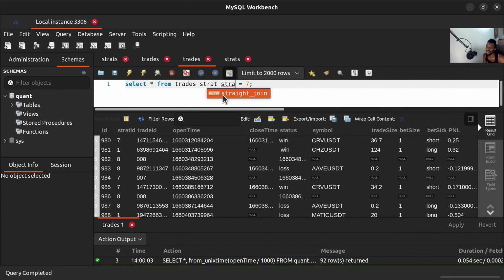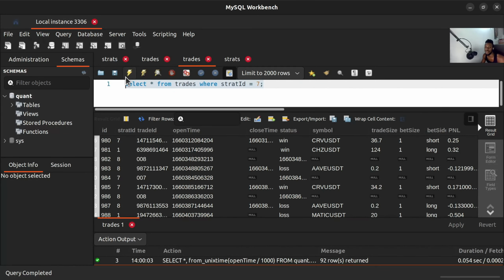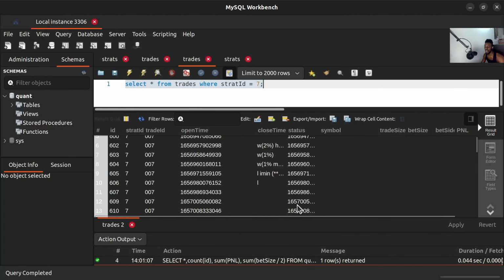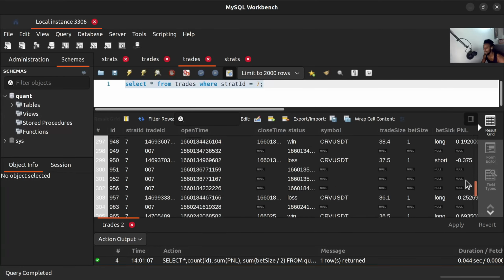This here is called an SQL query. It will bring up all the trades that I was looking at during this time. I'm going to skip to a time that's relevant, because not all of them are relevant.